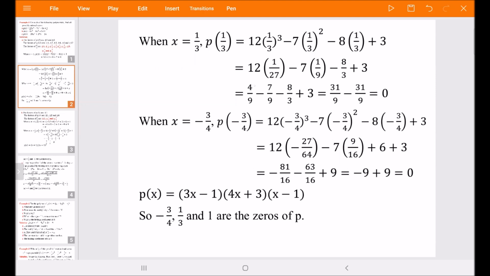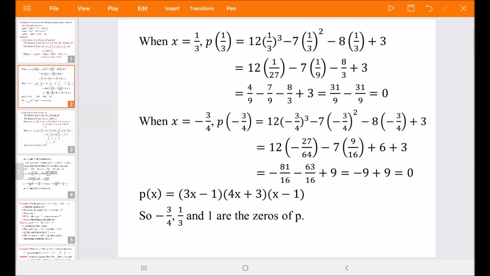27 plus 4 is 31, 31 over 9. Minus 7 over 9 minus 8 over 3. If you multiply this by 3 over 3, this is minus 24. Minus 24 minus 7 is minus 31. So we have 31 over 9 minus 31 over 9, which is equal to 0. So we have a second zero of this polynomial.